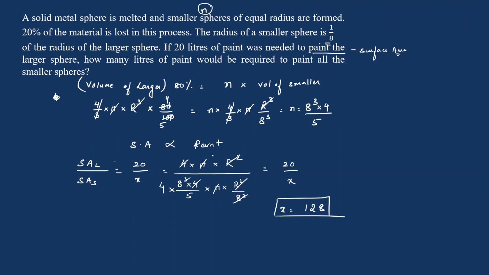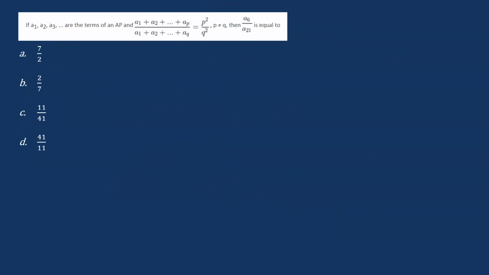Or if you want, this can be 8 into 4 is 32. 32 into 20 is 640. 640 divided by 5 should be the value of x. That is again 128. Okay, guys. So this wraps up the 64th question of the paper. Now let's move to 65. Now this is the question.